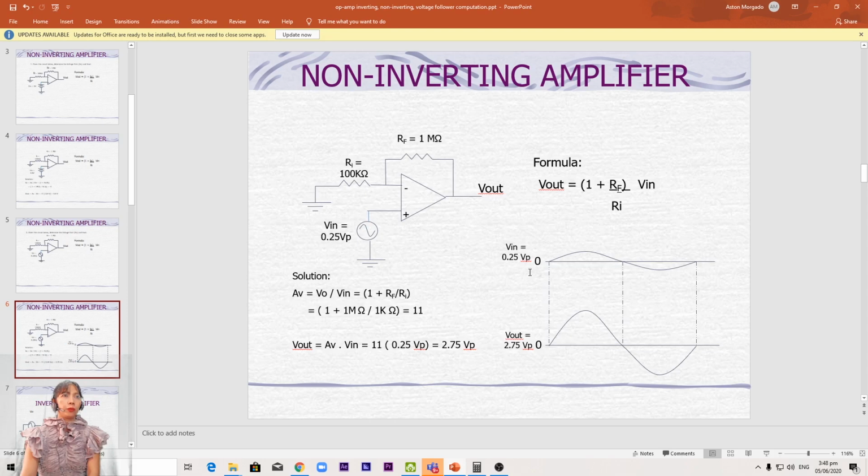So we have Vin of 0.25 volts peak. At the output, after the signal goes through the non-inverting amplifier, you should expect an output of 2.75 volts peak. Take note that the output should be in phase with the input, meaning if the input is in positive cycle, Vout should also be in positive cycle. So they should be in the same phase, but the output has a bigger amplitude. So you have 2.75 volts.